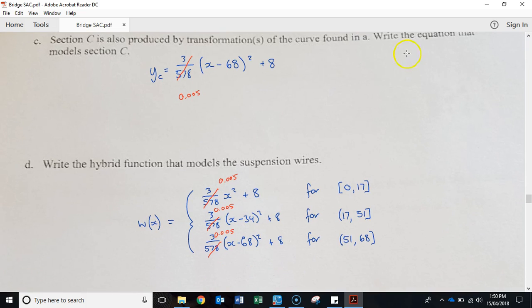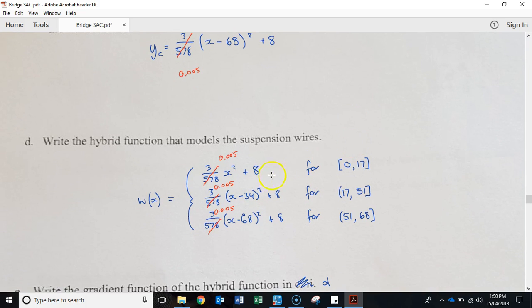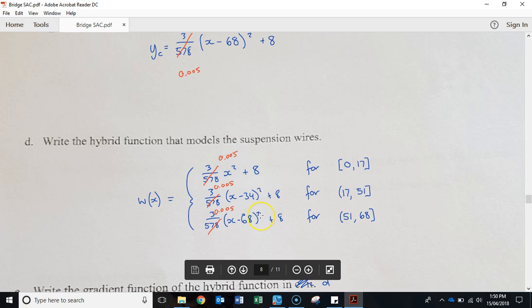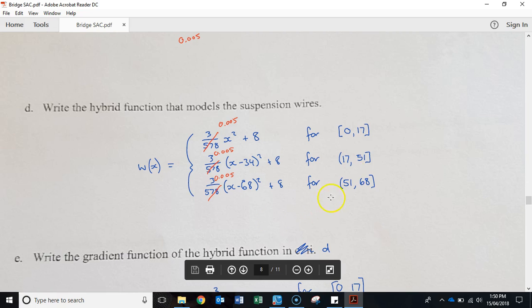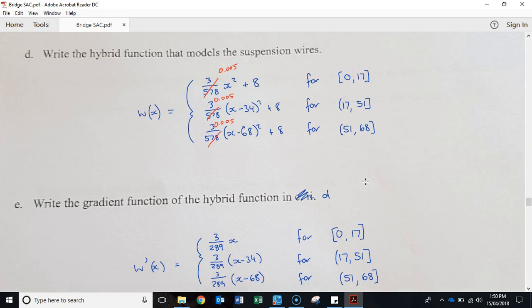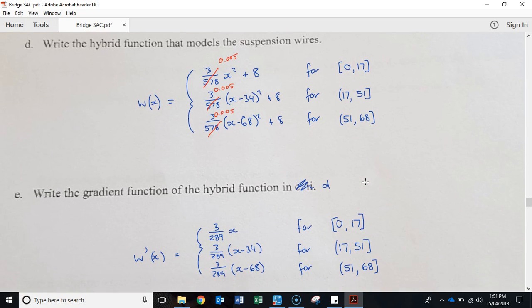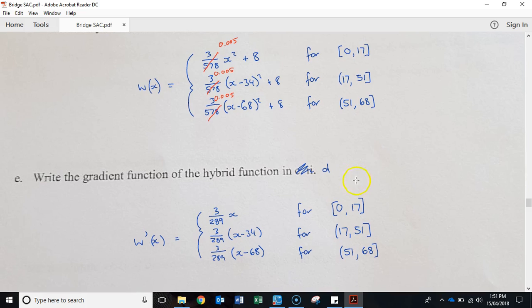And when we put the three functions together to make the hybrid, we should have had the x squared, the x minus 34 squared, and the x minus 68 squared. And our domain values for each portion of the hybrid function should have been from 0 to 17, 17 to 51, 51 to 68. So I think that's roughly where we were. And then we found the gradient function.